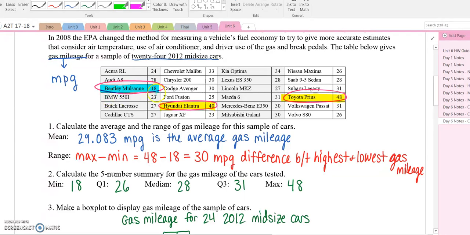For example, the Bentley gets really low gas mileage. Well, maybe that's because it's a Bentley, which means it's a pretty powerful car, so it requires a lot more gas in order to make it that powerful. Right? Toyota Prius has a really high miles per gallon. Maybe that's because it's a hybrid. Usually hybrid cars don't take as much gas. That's the whole point.